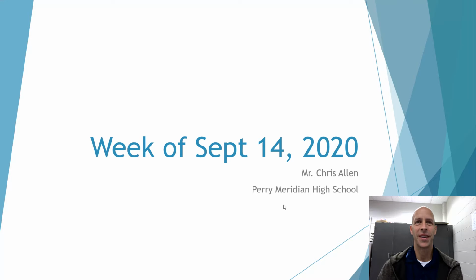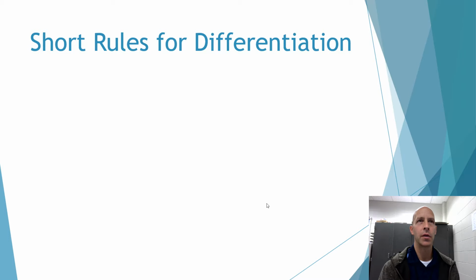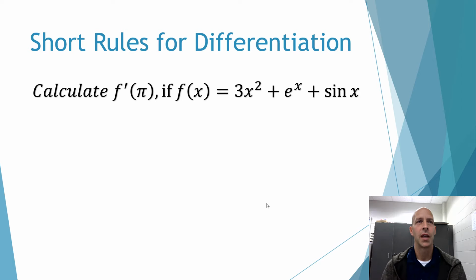I wanted to give you a quick update on the week of September 14th. This week we are looking at differentiation, and in particular, we move on to the short rules, quote unquote, or shortcuts to differentiation. Last week we looked at the formal definitions. So I've created a pretty involved example here just to illustrate some of the short rules and how effective they can be.